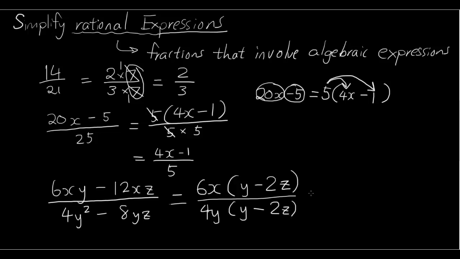is 8yz. And now we can cross out the terms that are the same on both the top and the bottom. Notice we can only do this when we have 4x times y minus 2z, because we've written nothing here, it's actually times, and same thing there. That's why we can cross it out. So we're left with 6x over 4y. That is simplified. Actually, we got 6 over 4, which can be simplified down to 3 over 2. So it's actually 3x over 2y.